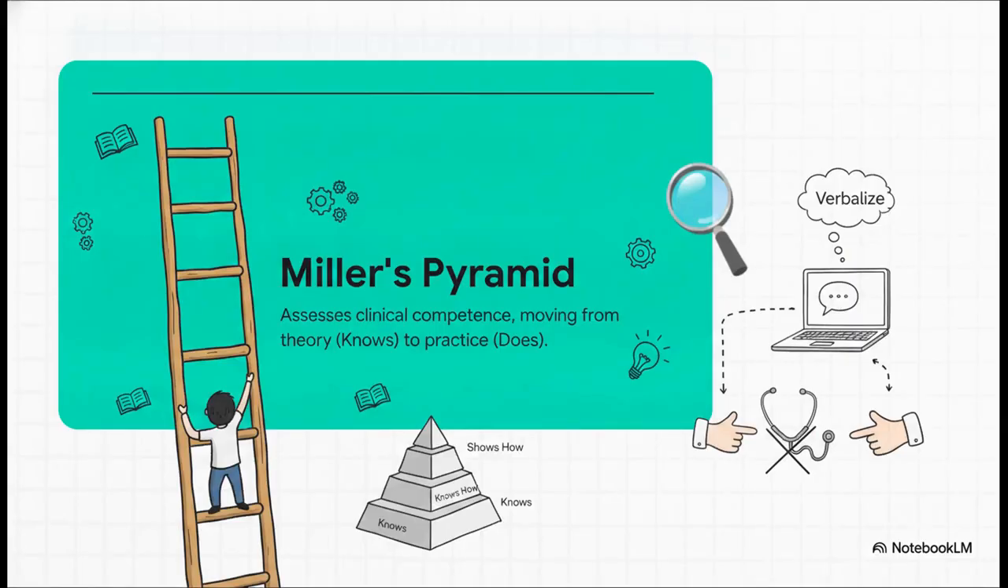For our second row, we want to move 1 rung up the ladder to the understand level of Bloom's taxonomy. This ties in really nicely to Miller's pyramid of clinical competence, moving us from just thinking to actively doing. Now keep in mind, in a 30-minute online session, getting students to knows how, where they can verbally walk you through the management, is our honest ceiling. We simply can't do a physical shows how simulation through a computer screen in half an hour.